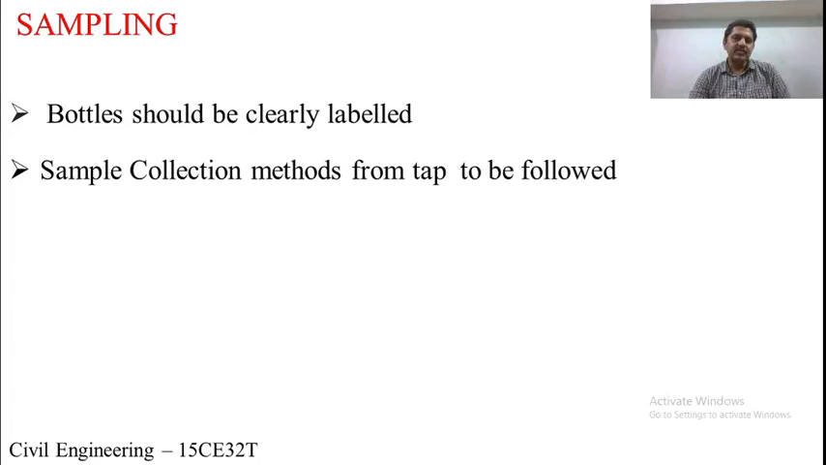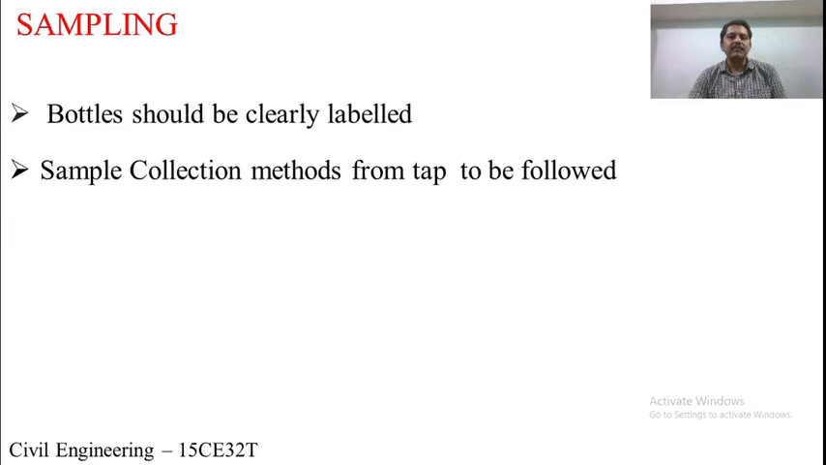If the water is to be collected, the collection also depends upon the source of water from where we are collecting the sample. If the sample is to be collected from a tap water, then we have to allow the tap water to run for several minutes so that stagnant water does not disturb the sample. After allowing the water to flow for a certain time, then only the tap water is collected.